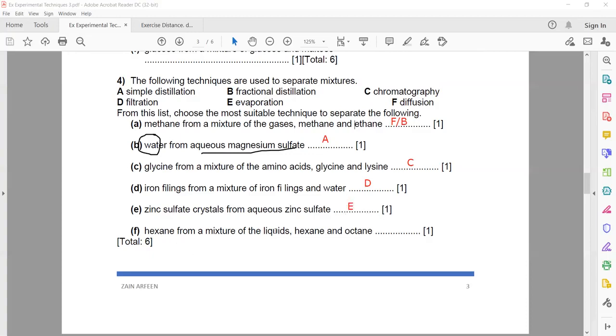Hexane from a mixture of liquid, hexane and octane, two or more miscible liquids are there. So what can we use? We can use fractional distillation. Is it clear? Question 4. Abdullah, do you have any question? Abdullah Safras?